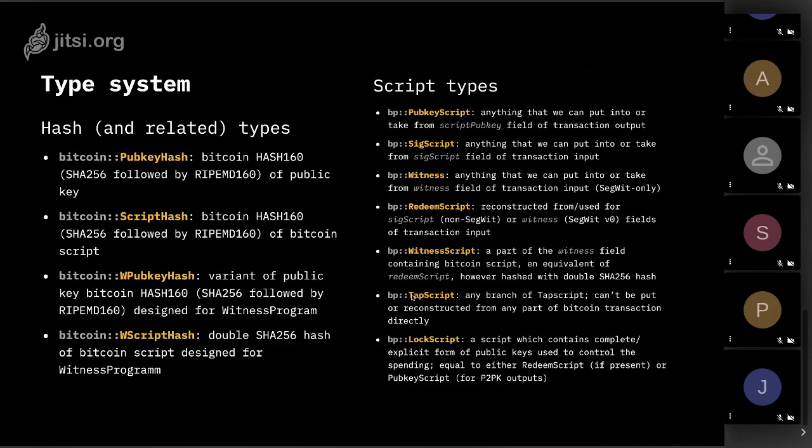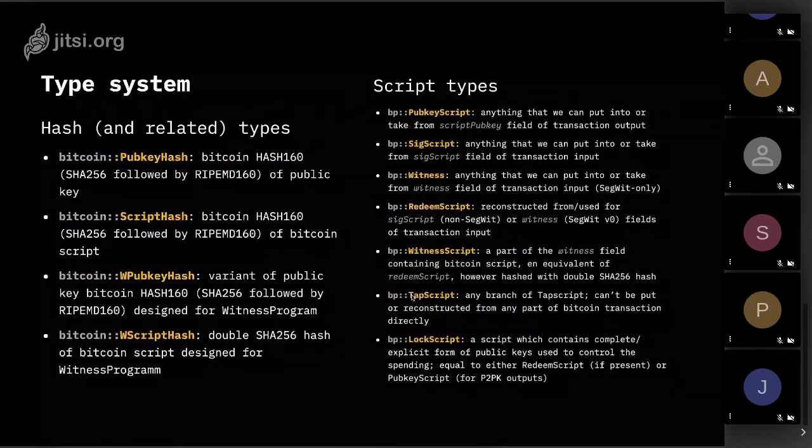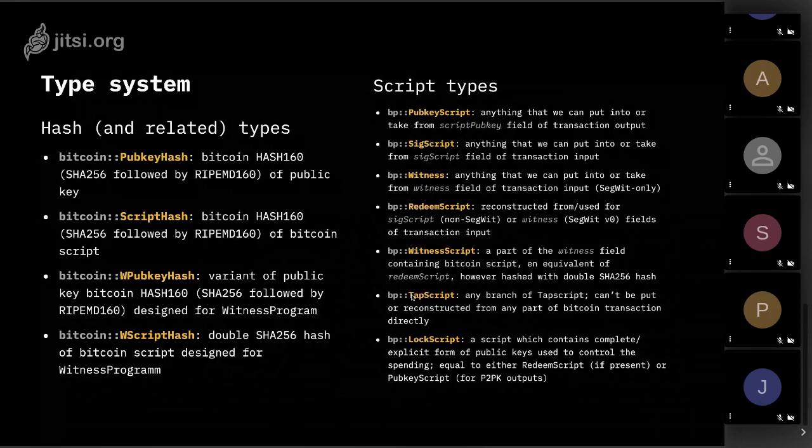There is a witness script, which is basically different from redeem script. In some cases, with pay to SH, pay to witness public key hash or script behind pay to SH, you have both of them, both redeem script and witness script. You have a tap script with a new taproot system. And after that, I had to introduce a new type, which I called log script.